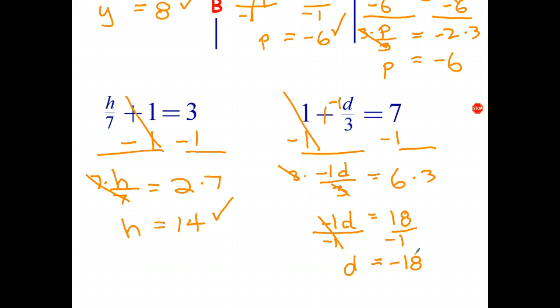Let's do a quick check. Negative 18 over 3 is negative 6. 1 subtract negative 6 is the same as 1 plus 6, which is 7. So we do have the correct answer. So a slightly more challenging little two-step equation. What we'll do in the next video is move on to another type of equation where we've got brackets in the equation.